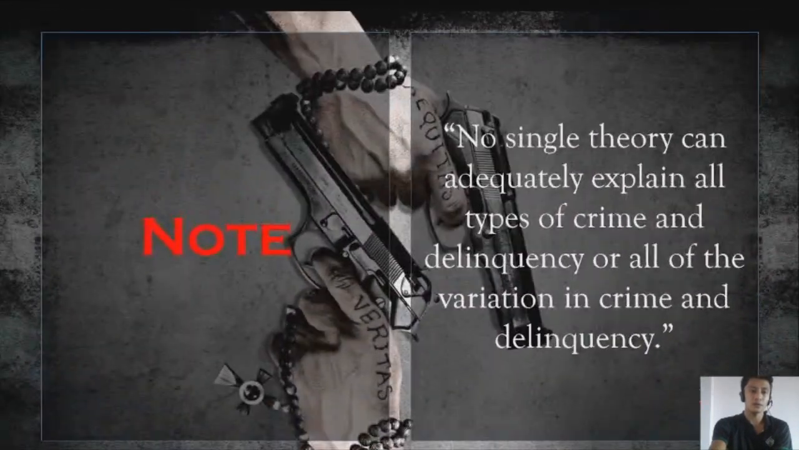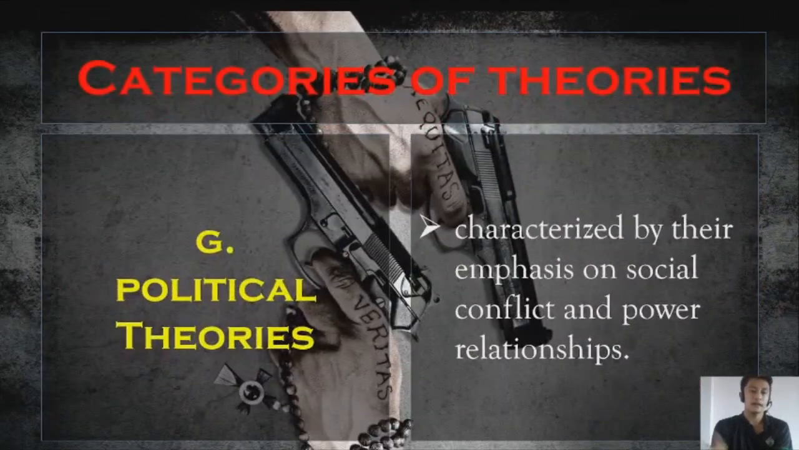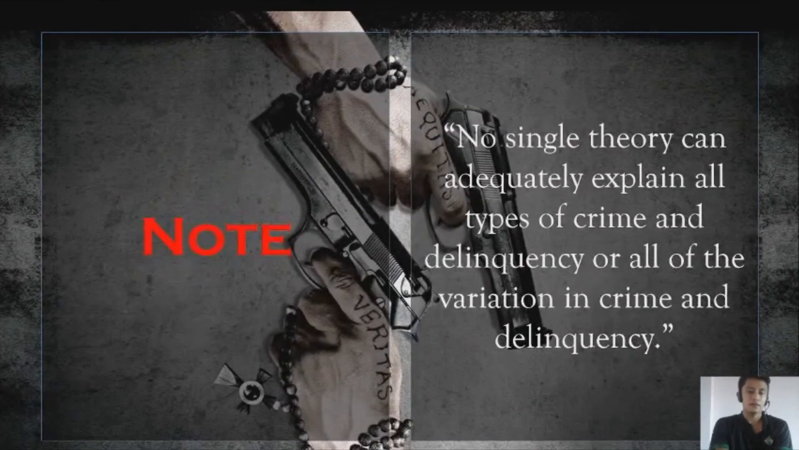So all in all, those are the categories of theories that we will be having in this lesson. So with that, please take note of those. And then now, we have here another important thing that we should know about theories. Okay, so please take note that no single theory can adequately explain all types of crime and delinquency, or all of the variation in crime and delinquencies.